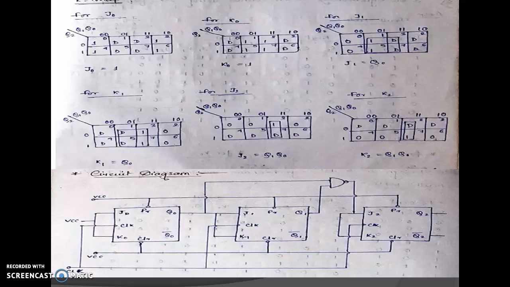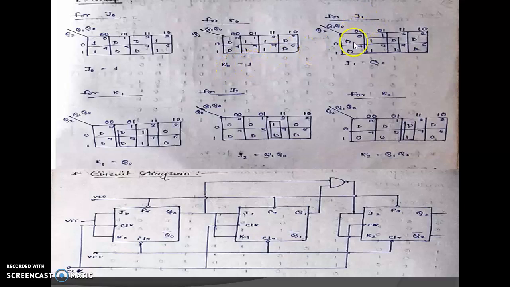Next step is the K-map. This is a 3-variable K-map. We all know the 3-variable K-map procedure. This is the J0 K-map. Here we put all J0 values. This is one combination. That's why J0 equals 1. This is the K0 K-map. This is one combination. That's why K0 equals 1.